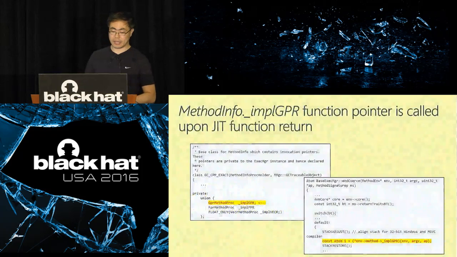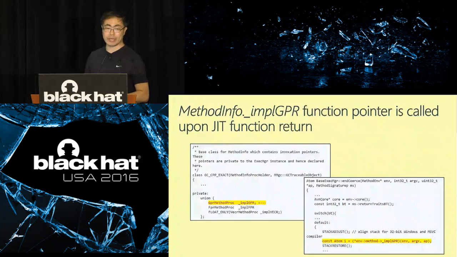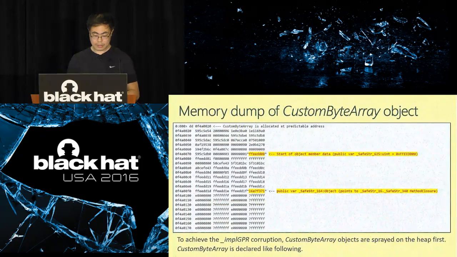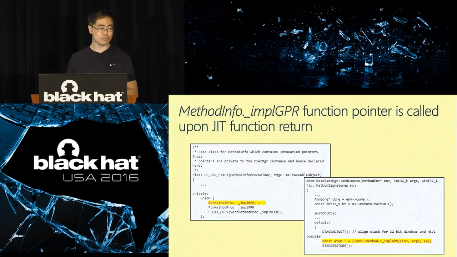So the other JIT attack method we observed is actually using input-GPR pointer corruption. This pointer, this callback handler, is called when a JIT method is returning. So whenever the JIT method returns, it will call the end course method, and it will call this pointer value. So if you overwrite this pointer value to whatever shellcode you have, if you know the shellcode location, then code execution will happen.